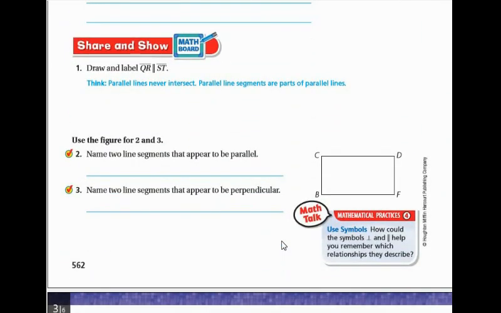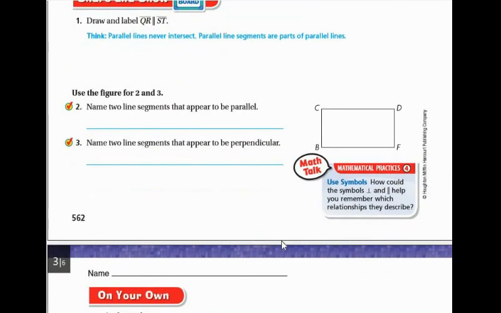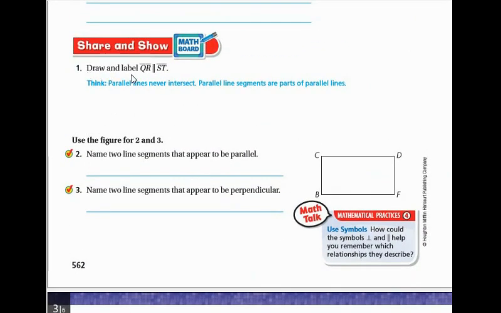Okay, let's go to page 562. Draw and label line segment. This is line segment QR parallel to line segment ST. So note that parallel lines never intersect. Parallel line segments are parts of parallel lines, so they never intersect.